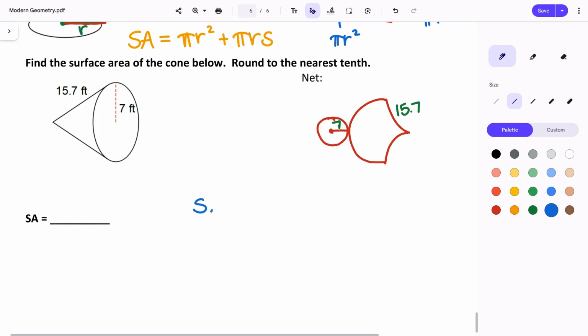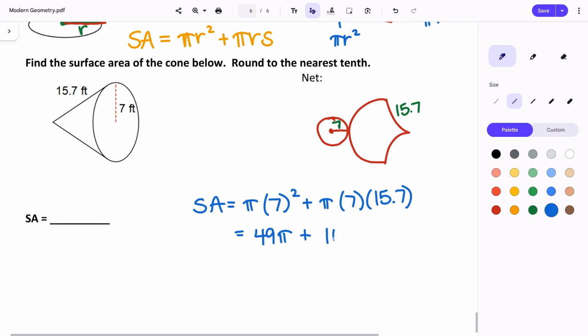So using my surface area formula that I had up here, I'm going to go ahead and start plugging this in. So pi times radius squared, we said the radius was 7, so times 7 squared, plus pi times my radius, which is still 7, times my slant height, which is 15.7. What's 7 squared? So this first piece is 49 pi plus, what would be 7 times 15.7? And then I still have my pi.